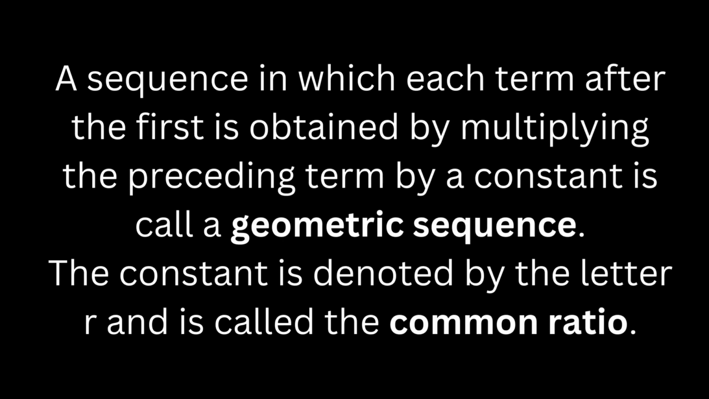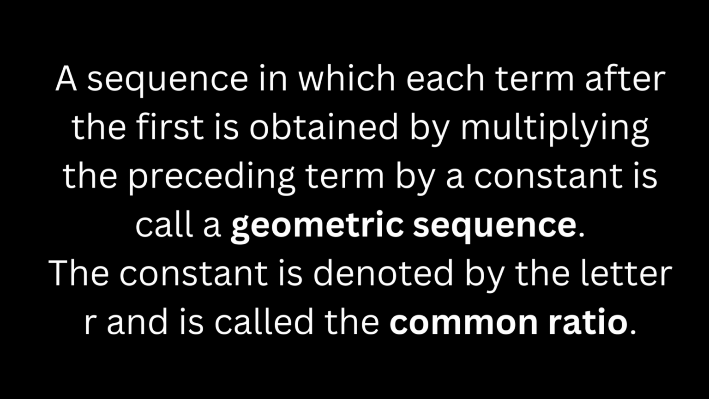In an arithmetic sequence such as 2, 4, 6, 8, 10, and so on, there is a common difference between consecutive terms. In a geometric sequence there is a common ratio between consecutive terms. A sequence in which each term after the first is obtained by multiplying the preceding term by a constant is called a geometric sequence. The constant is denoted by the letter r and is called the common ratio.